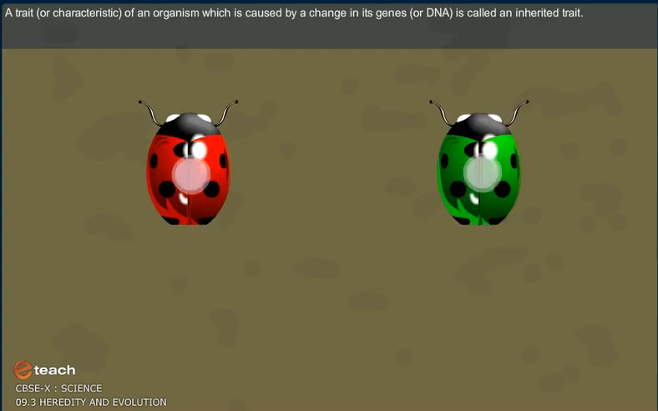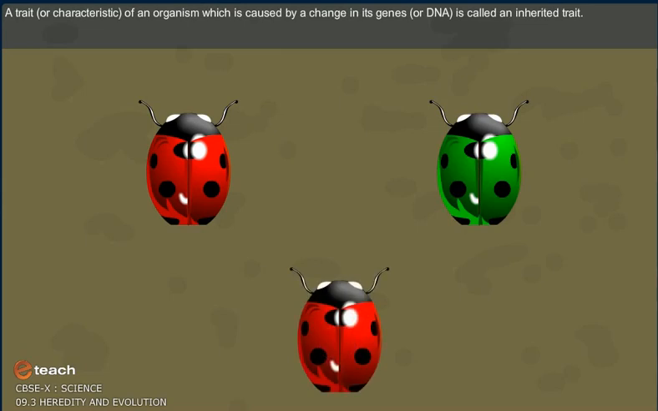A trait or characteristic of an organism which is caused by a change in its genes or DNA is called an inherited trait.